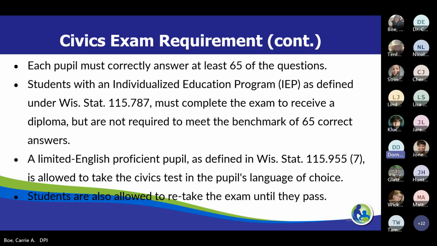Students are required to correctly answer at least 65 of the questions on the exam. However, students with an IEP are required to complete the exam, but are not required to meet the benchmark of 65 correct answers. Limited English proficient pupils are allowed to complete the test in the pupil's language of their choice, and students are allowed to retake this assessment until they pass.